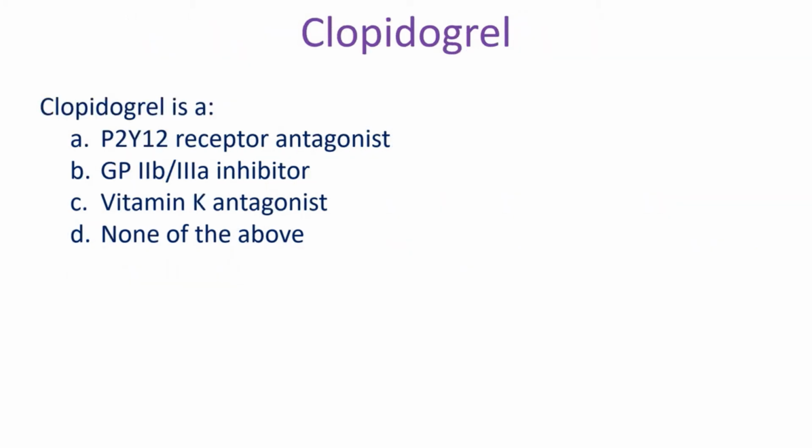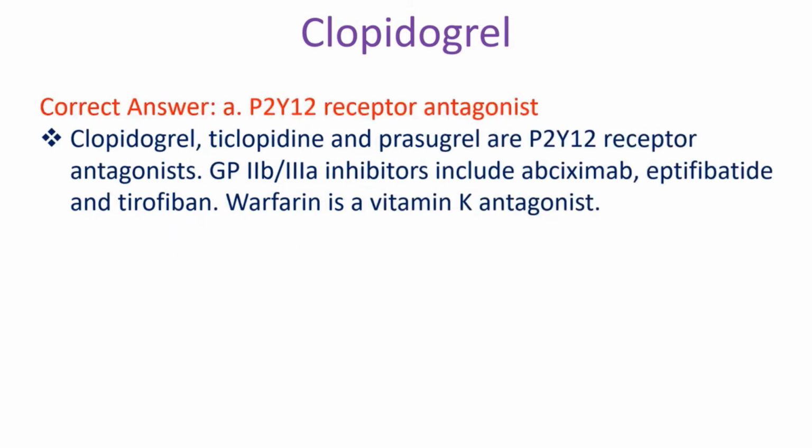Clopidogrel is a A. P2Y12 receptor antagonist, B. GP2B3A inhibitor, C. Vitamin K antagonist, D. None of the above. Correct answer A. P2Y12 receptor antagonist. Clopidogrel, ticlopidine and prasugrel are P2Y12 receptor antagonists. GP2B3A inhibitors include abciximab, eptifibatide and tirofiban. Warfarin is a vitamin K antagonist.